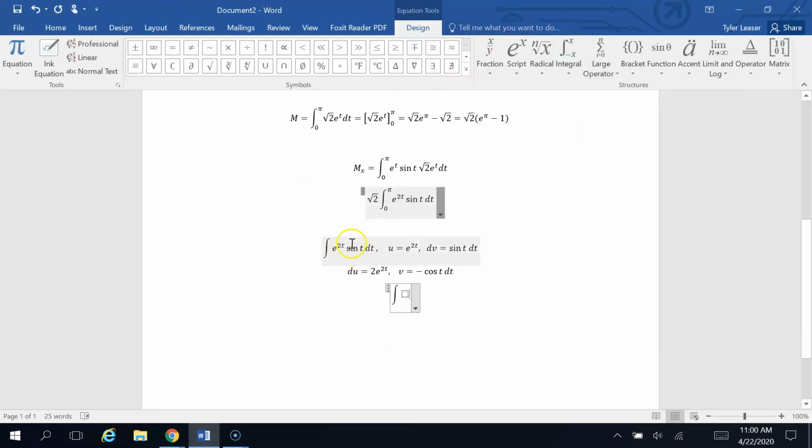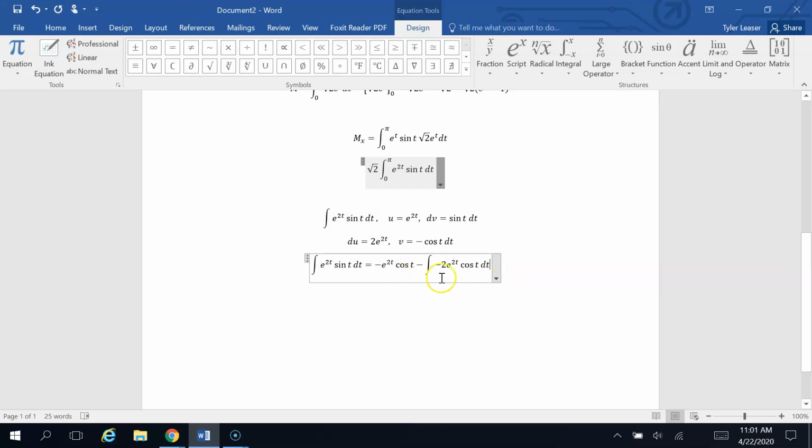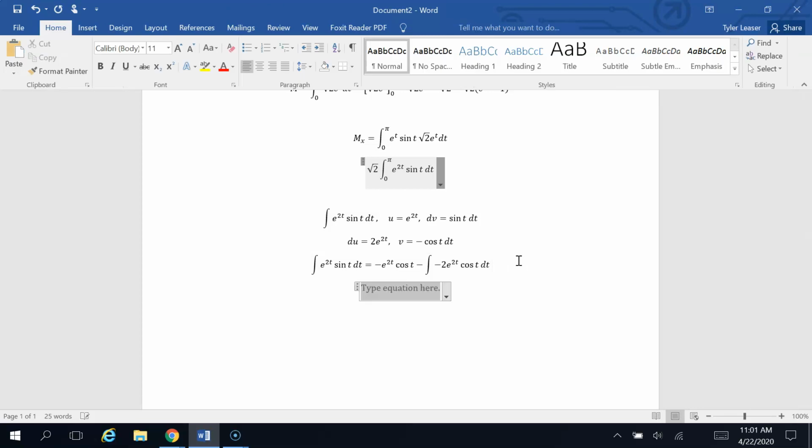I'm just going to go ahead and copy down this left-hand integral. We're going to need that because we're going to have to use that after the fact. So this integral is equal to the integration by parts, which is u times v, so negative e to the 2t cosine t, minus the integral of v du, so negative 2e to the 2t cosine t dt. Okay. So that's just one iteration of integration by parts. We can clean this up a little bit. We have a double negative, which we can take, and we can pull this 2 out of the integral as well. I'm just going to go and do that as we go.